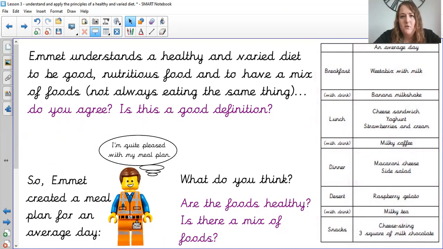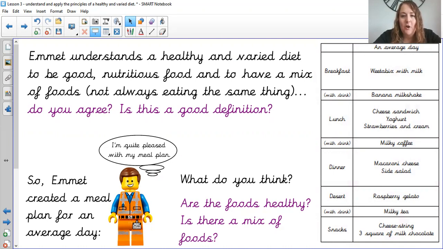What do all of those foods have in them? What group would they be in? Okay, hopefully you're saying they are all dairy. So while he has a mix of foods, I agree with Emmet that his foods are good and nutritious, and I agree that there are a mix of them, but he hasn't quite mixed from the right food groups all the time.